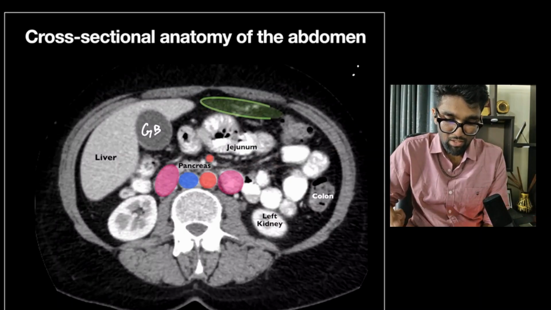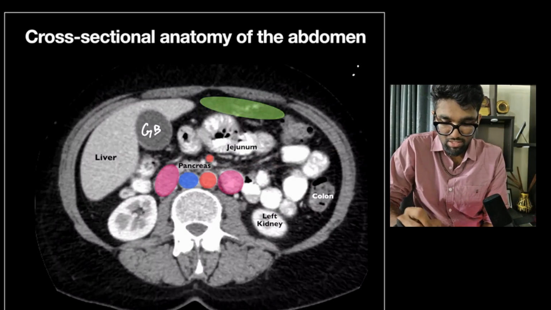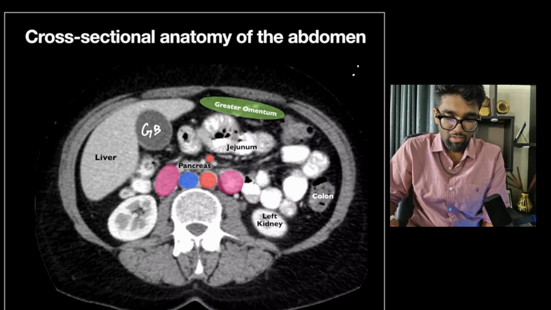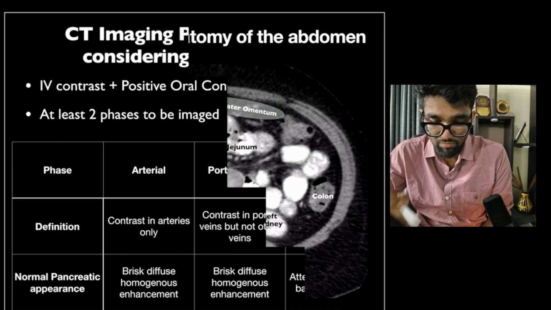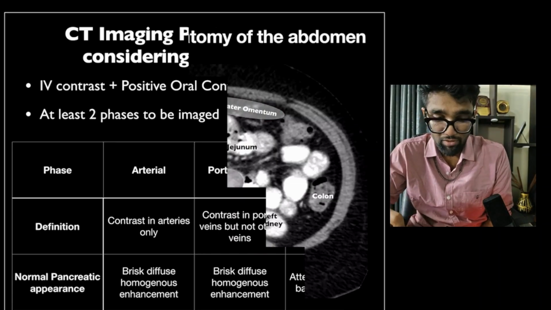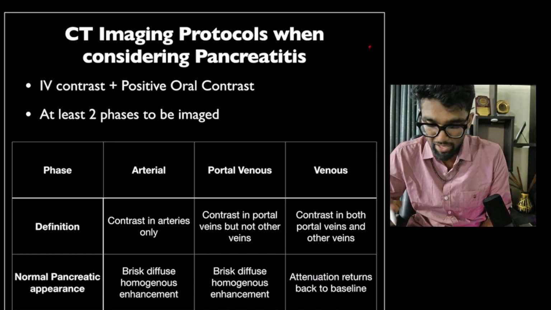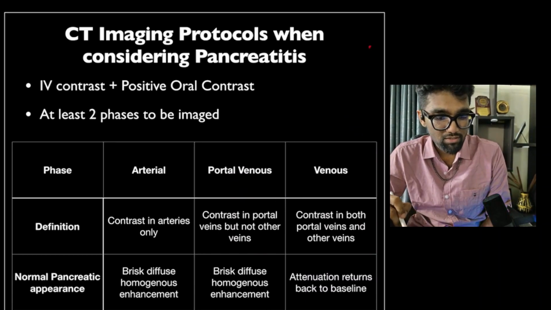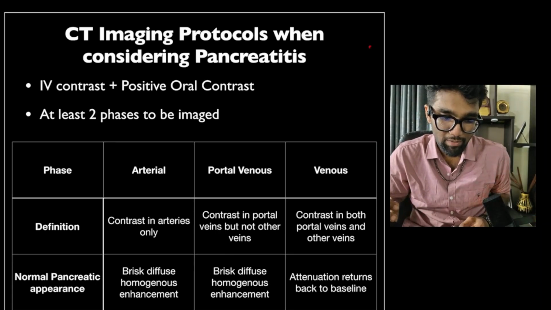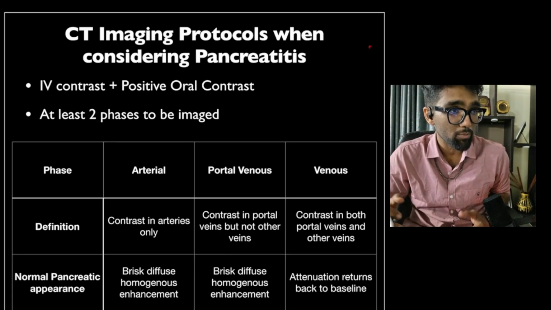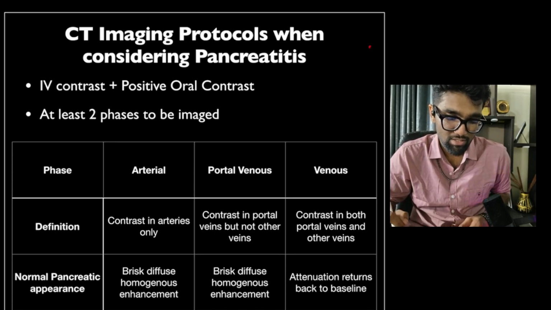Now, anteriorly, you can see this green structure here. That is the greater omentum. Now, the greater omentum covers the other organs as we just discussed, except for the liver. Now, once we've gotten our bearings as far as the anatomy is concerned, we need to understand what phases the CT imaging of the abdomen, in relation to the pancreas, is divided into.